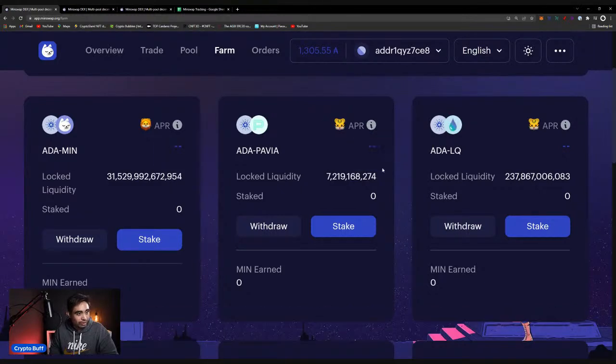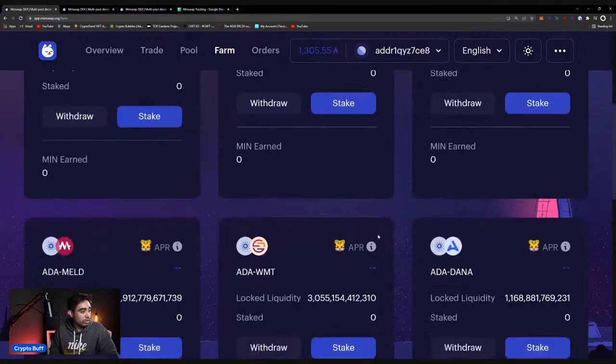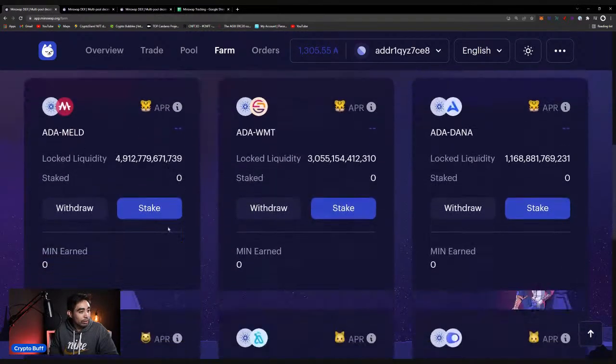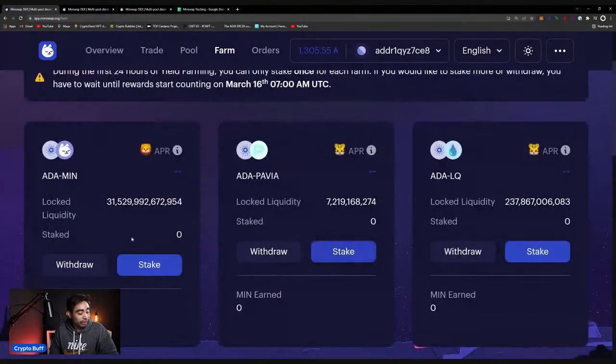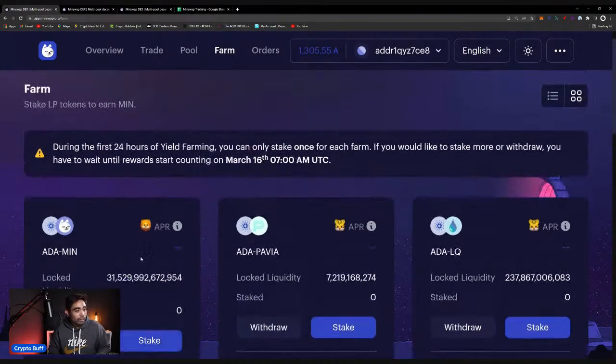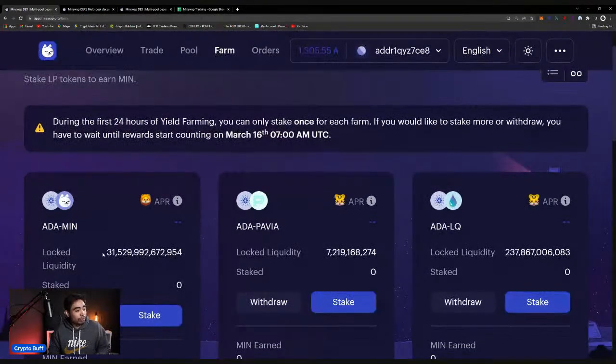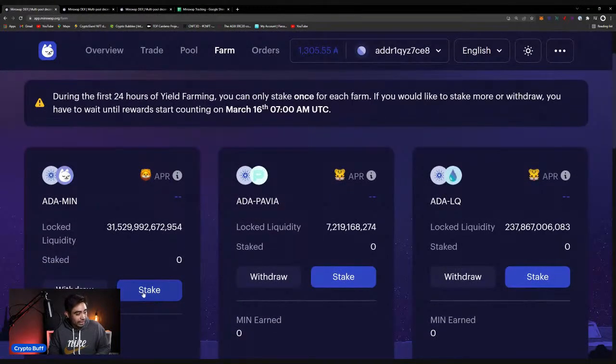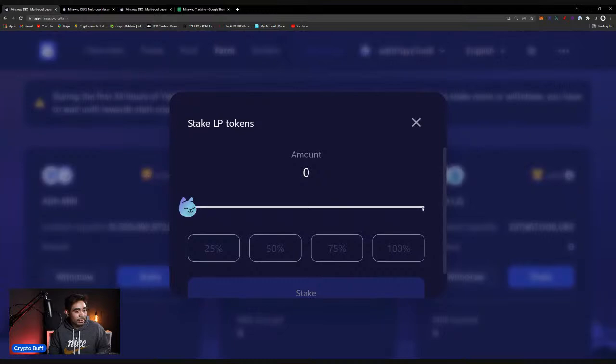I'm hoping that this is going to change soon, and I can make a more updated video in this regard. But in this video, what we're going to be focusing on is staking the ADA and Minswap pairing, which is right over here. The process, again, is very, very simple. You just have to click the stake button, and you can stake 100% of your liquidity pool tokens.